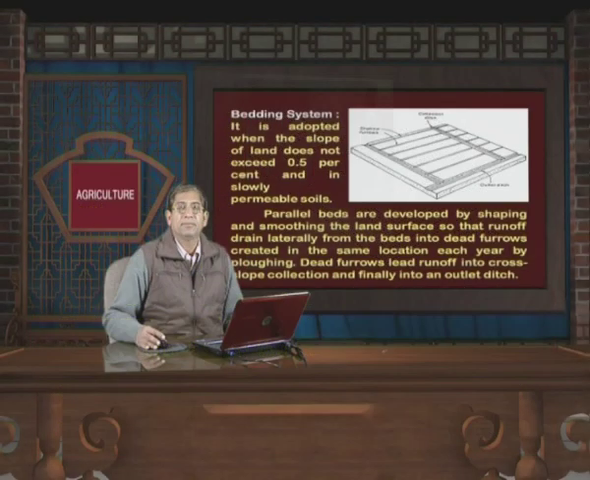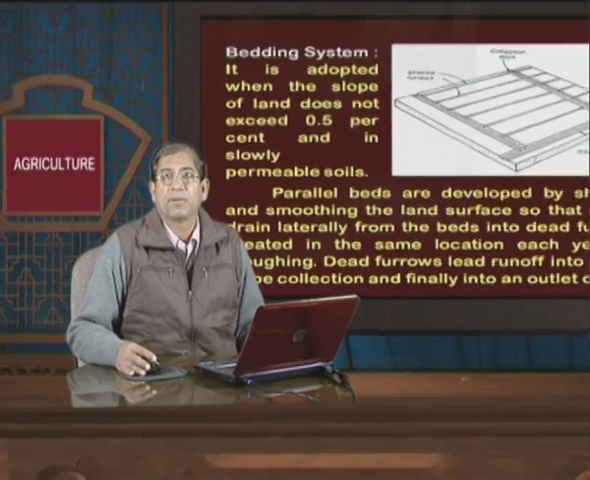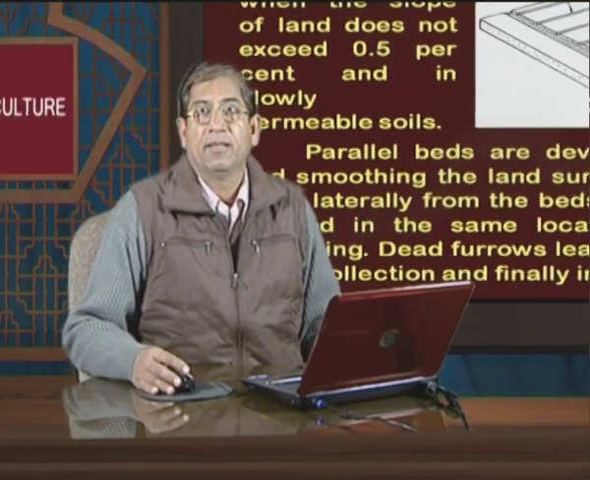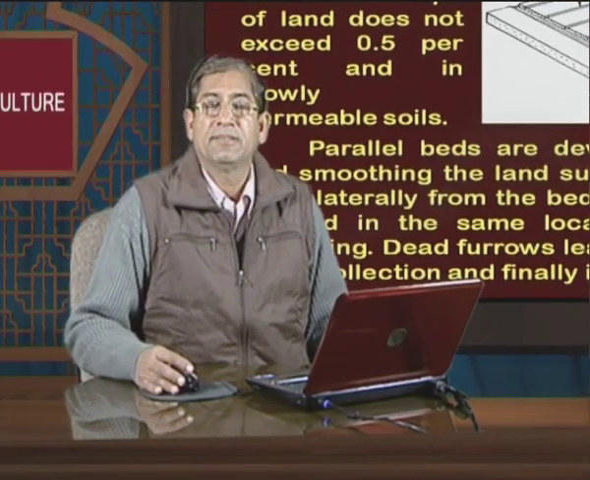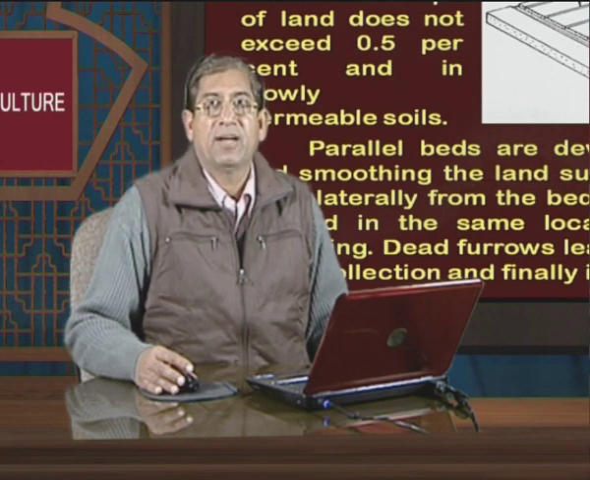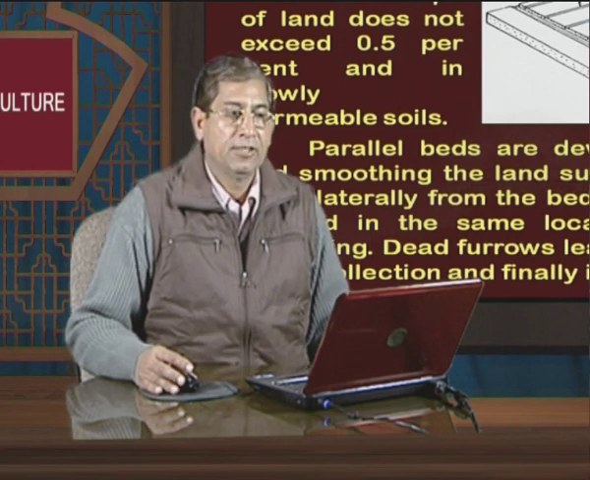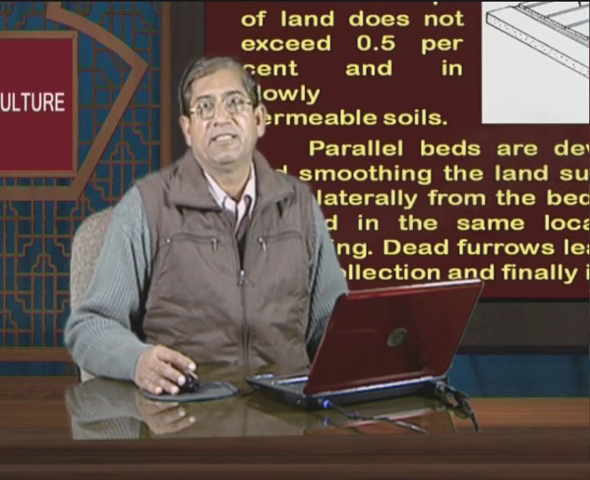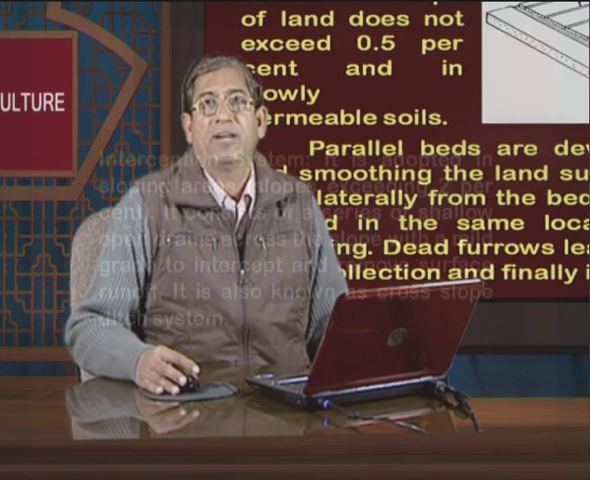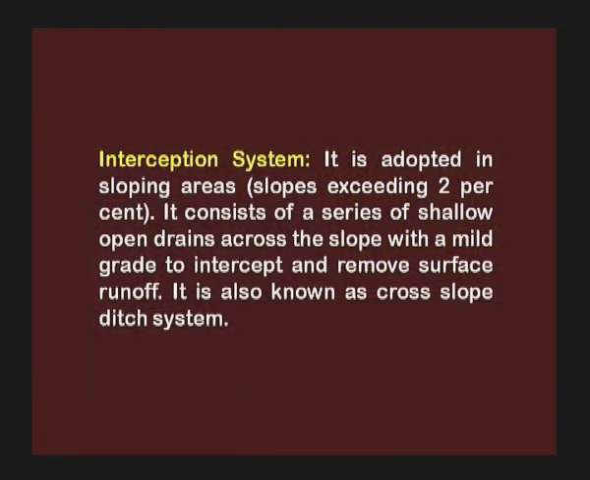This bedding system is being adopted in heavy textured soils where soil permeability is less. Beds are formed parallel, and in these beds water is drained off towards both sides in dead furrows, and from these dead furrows water is collected to the collection ditches, which ultimately come to the outlet ditch, and ultimately water is drained out of the field.